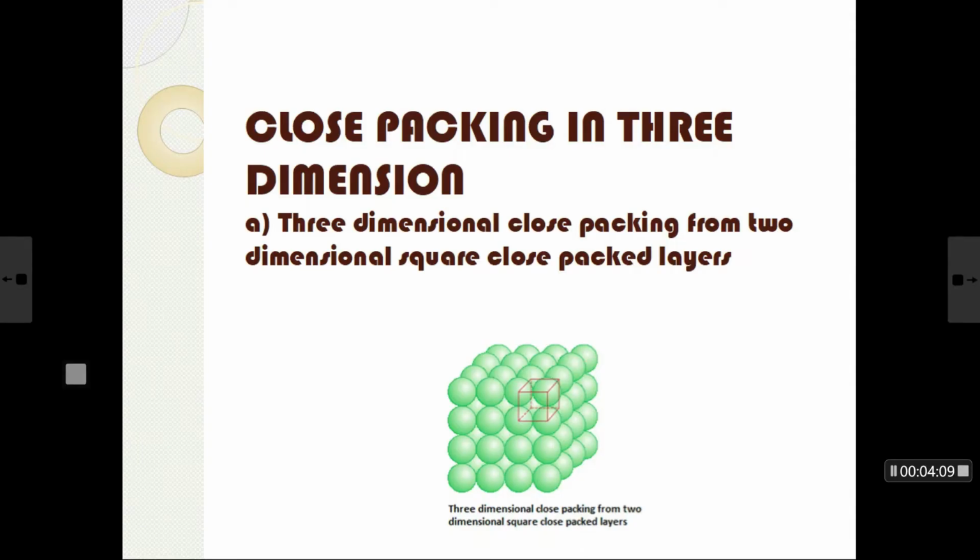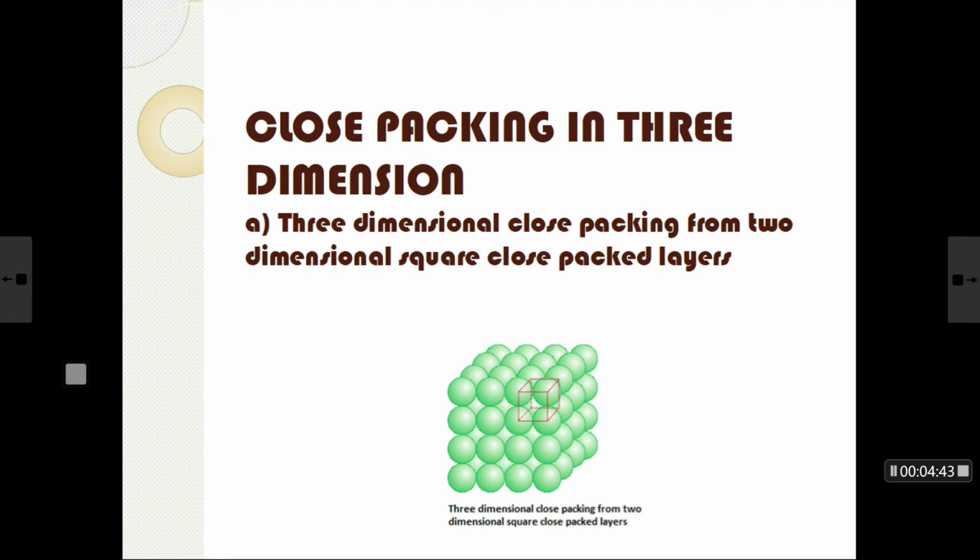The next way of arrangement is close packing in three-dimensional. All real structures are three-dimensional structures. They can be obtained by stacking two-dimensional layers one above the other. In the last class, we have already discussed one-dimensional and two-dimensional packing. Let us see three-dimensional close packing from two-dimensional square close packed layers. Consider this figure. This shows the three-dimensional close packing from two-dimensional square close packed layers.